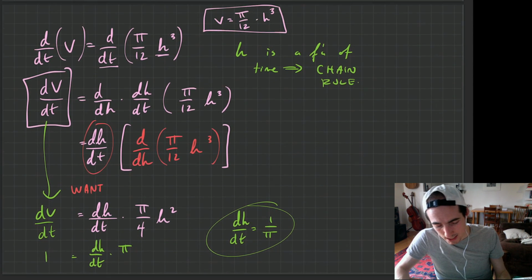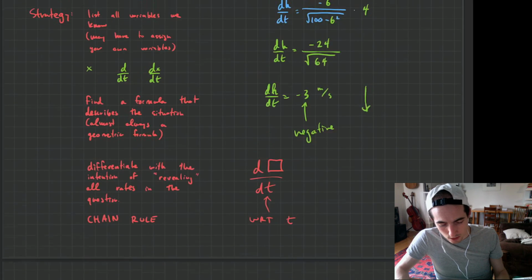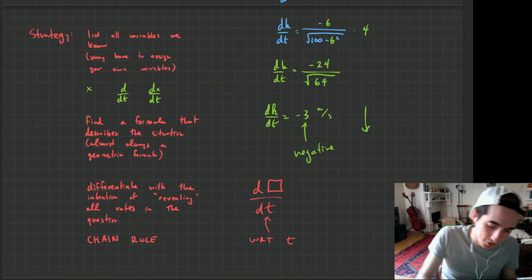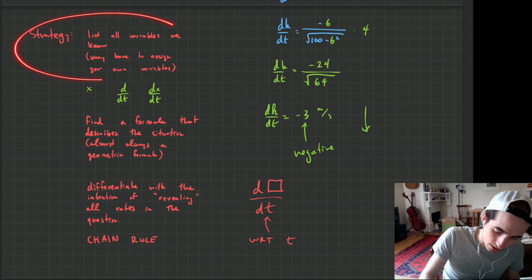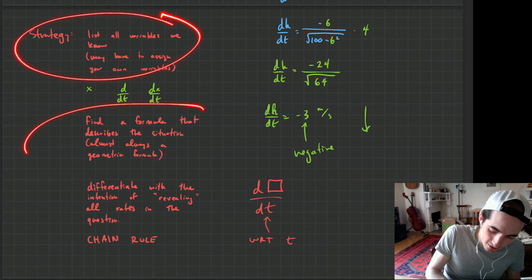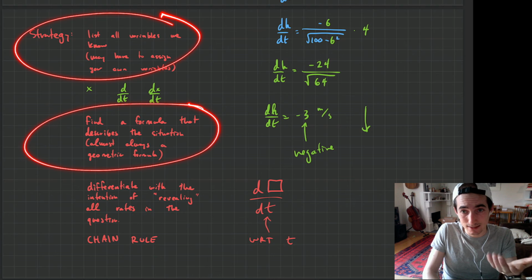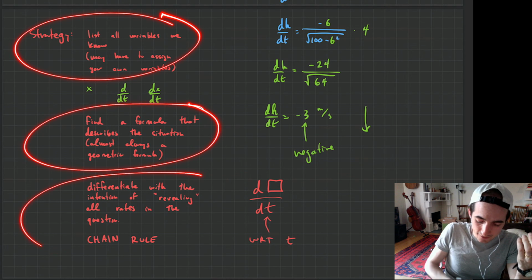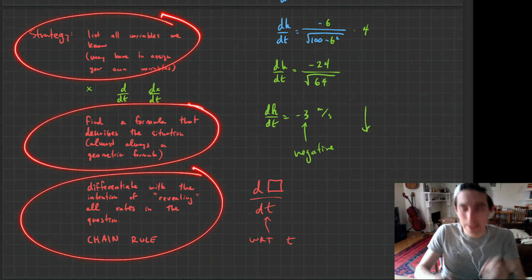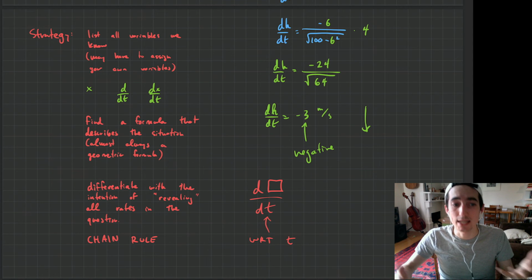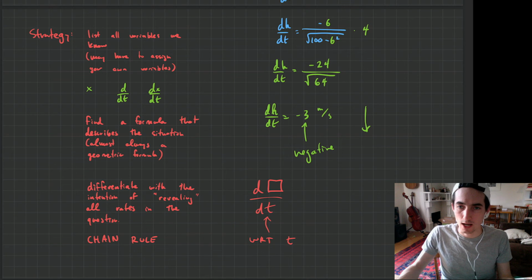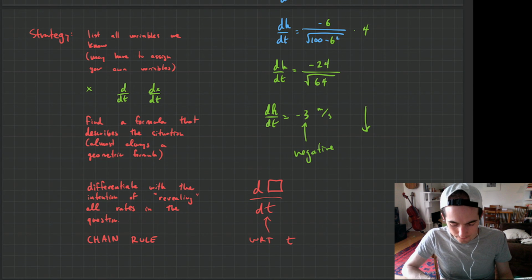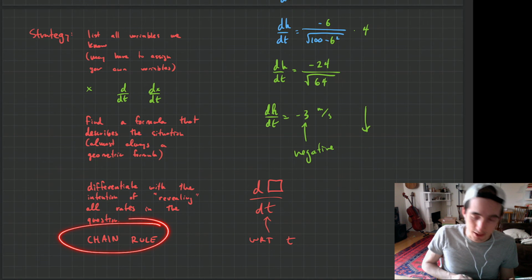In any case, the methodology remains the same, right? The first thing we want to do is list all our variables. Then you want to find a formula that connects some of those variables, and then differentiate with the intention of revealing those dh by dt and dv by dt, so that you can get those related rates in the equation, and then you can start solving for them. And chain rule is your friend here.